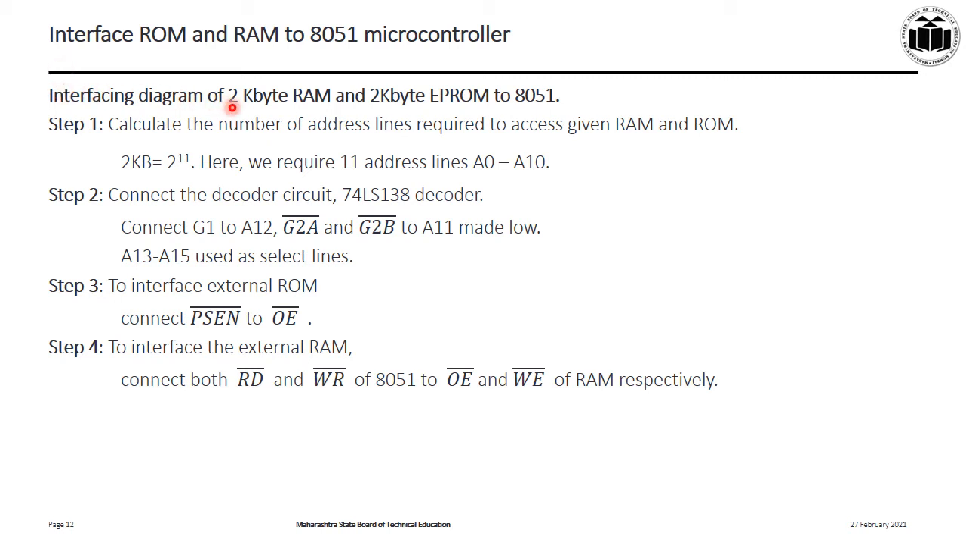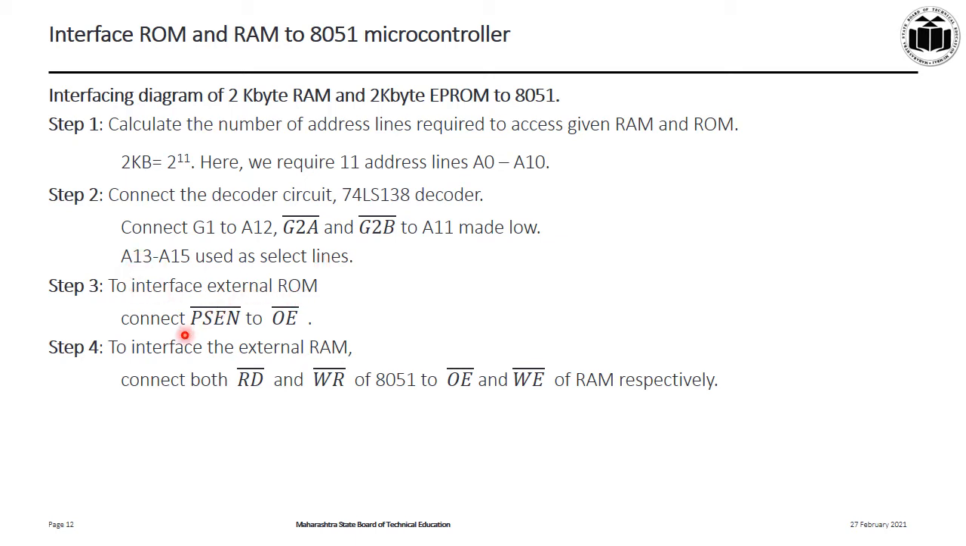Let us try to interface a 2 KB RAM and 2 KB ROM to 8051. First, we calculate the address lines required for 2 KB RAM and ROM, which is 2 raised to 11. Hence, 11 address lines, that is from A0 to A10. G1 of IC 74LS138 is connected to A12, which is made high, and G2A bar and G2B bar are connected to A11, which is made low. A13, A14 and A15 are used as select lines connected to ABC of the decoder.